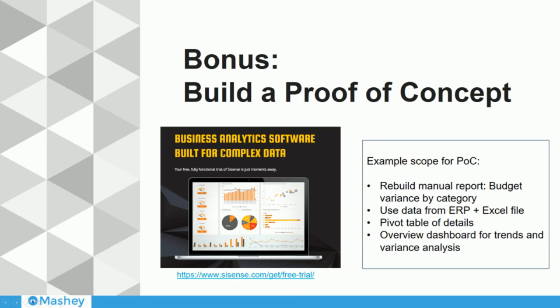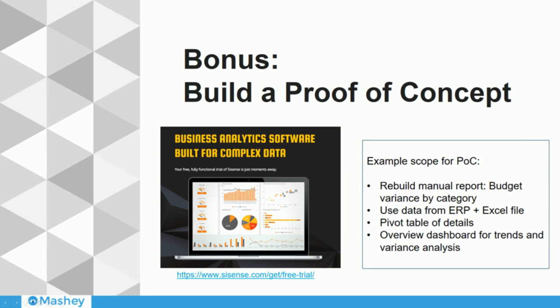So a great example of a proof of concept could be, I'm going to take a manual report of mine that I keep distributing to my team on a regular basis. Maybe it's a budget variance report by category. They could say, okay, we've got these categories that are up or down based on these variables over time. Cool, you've got that data. So you've got that report, you've got that data, which is probably coming from your ERP system of some sort, and maybe you have some Excel file which has your budget data in it. So take these data sources and put them into the application.